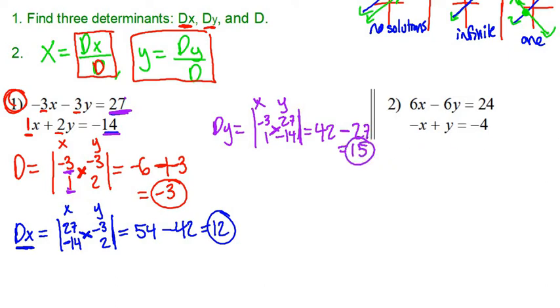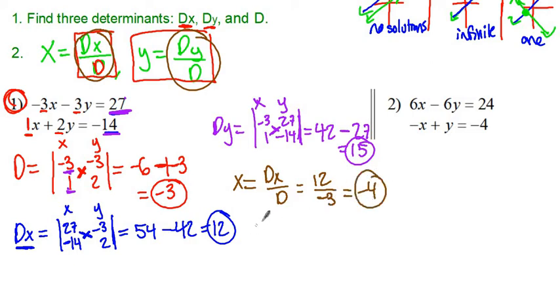And now there's one more step, and that's an easier step than what we've done so far. The last step is to find this number and this number. So the x solution to this system is Dx over D. We found out that Dx is 12 and D is negative 3, so 12 divided by negative 3 is negative 4.